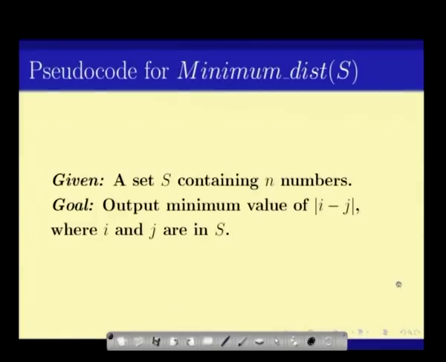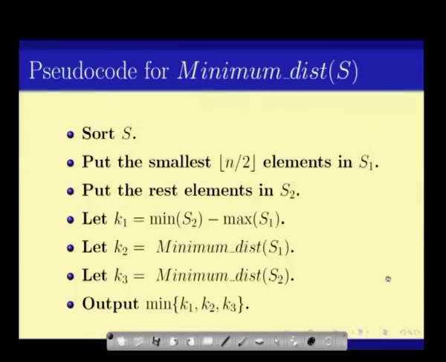Now, what is the pseudocode of this algorithm? It is a step by step process. We first sort it, we put the smallest n over 2 elements in S1, we put the rest, which is the largest n over 2 elements, in S2, we find k1, which is the minimum of S2 minus the maximum of S1. So, what is this? This is the third condition that we had, where i is in S1 and j is in S2.